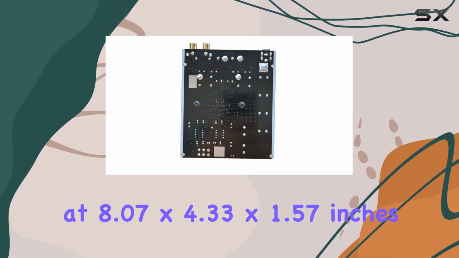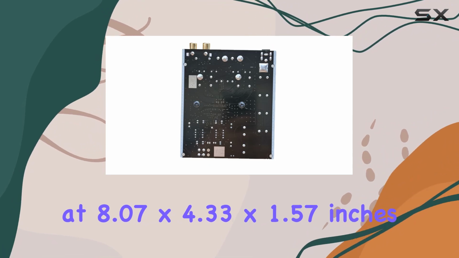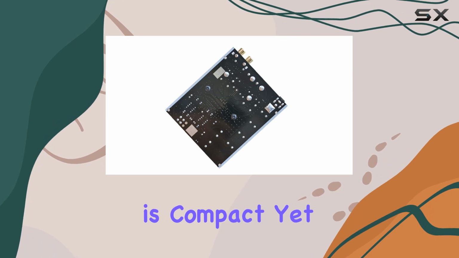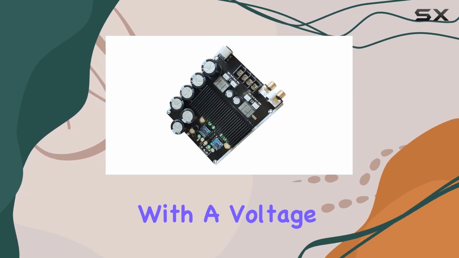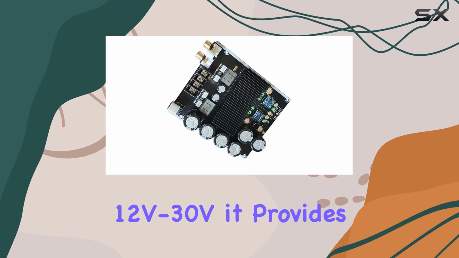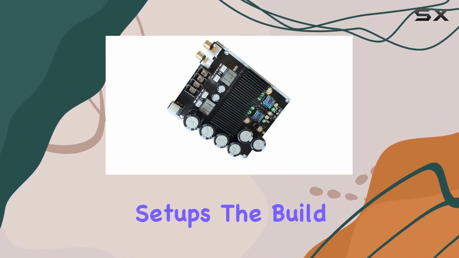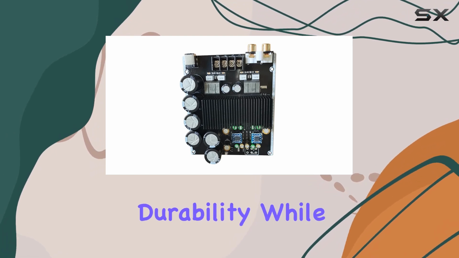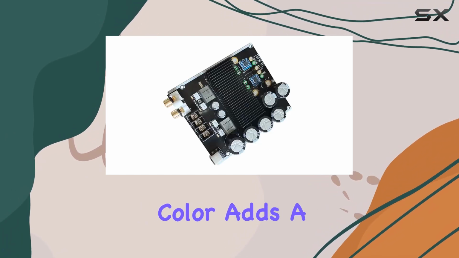Measuring at 8.07 by 4.33 by 1.57 inches, the TPA3221 is compact yet packs a punch. With a voltage requirement of 30 volts and a working range of DC 12V-30V, it provides flexibility for various setups. The build, made of sturdy plastic, ensures durability, while the sleek black color adds a touch of elegance.